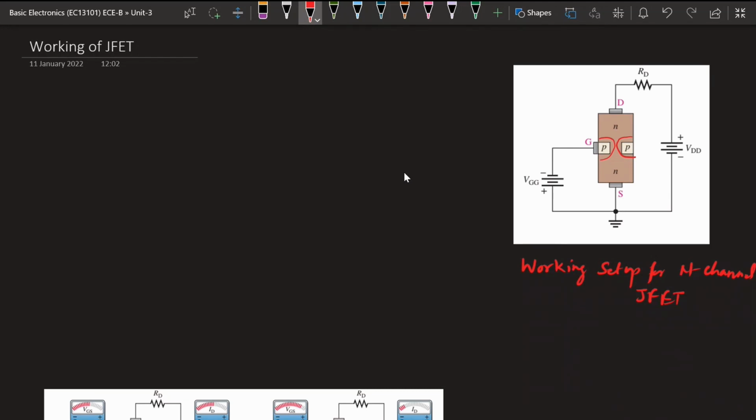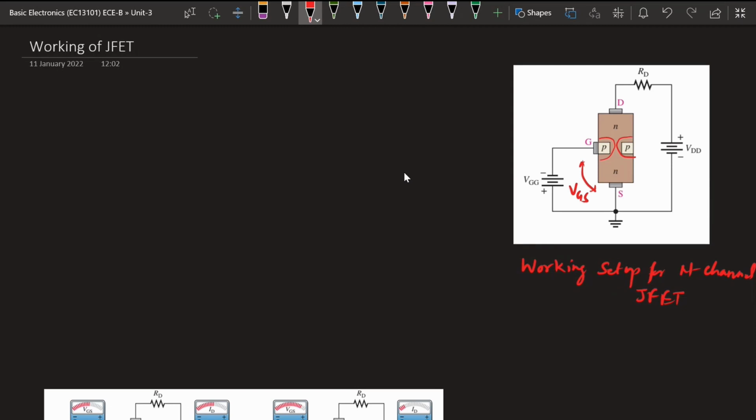This VGG, or VGS, is going to control the current. So here voltage is controlling the current, opposite to BJTs, where current controls the current. The main motive is that we need to control the current through the applied gate voltage.